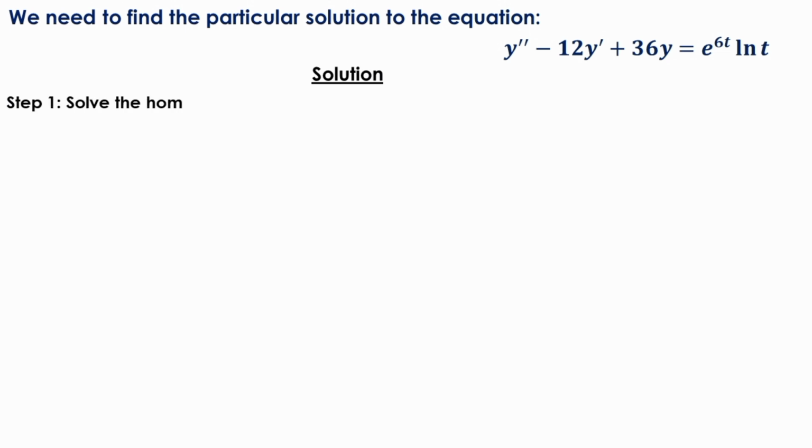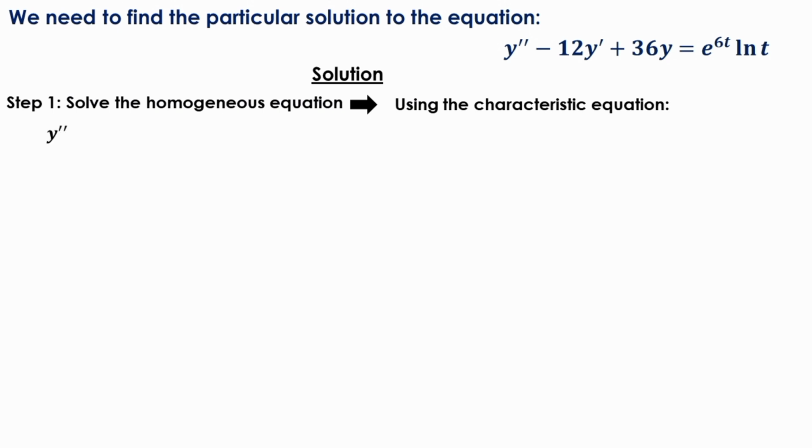We'll be solving the homogeneous equation, that is the differential equation y'' minus 2y' plus 36y equals 0. We'll turn that into a characteristic equation. All we need to do is replace the y derivatives with powers of r. Then we will solve it like a normal quadratic equation that we know very well.